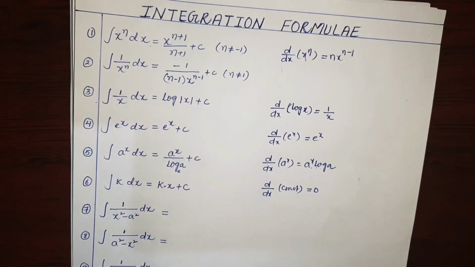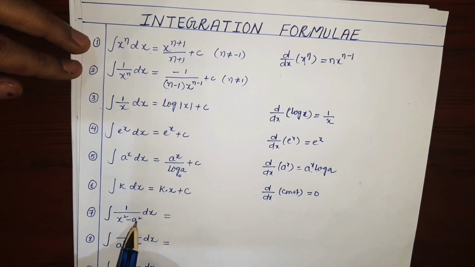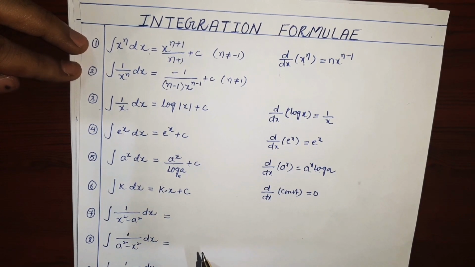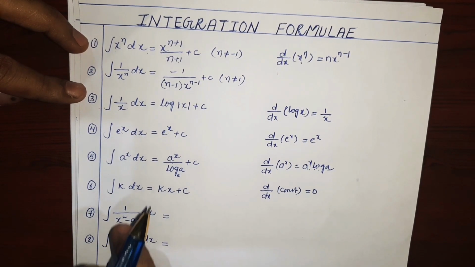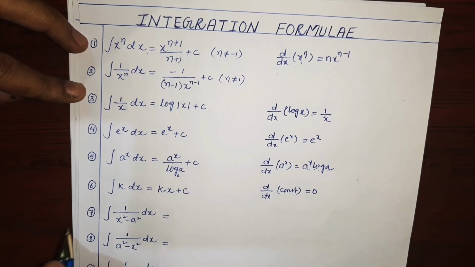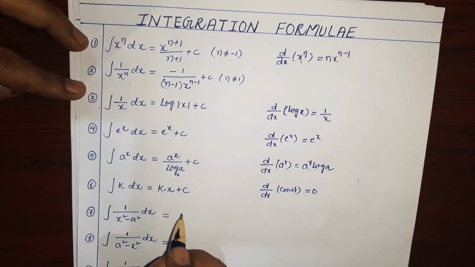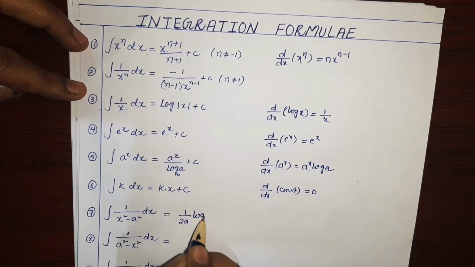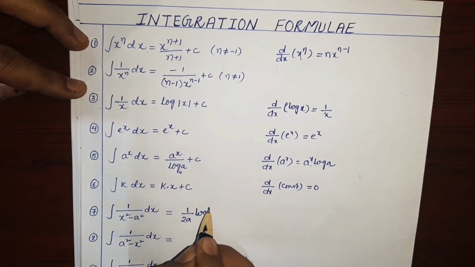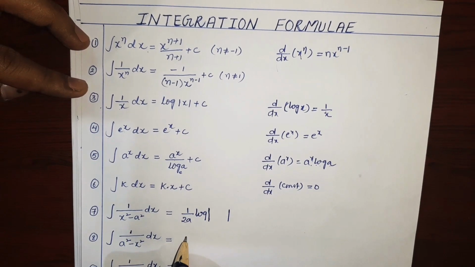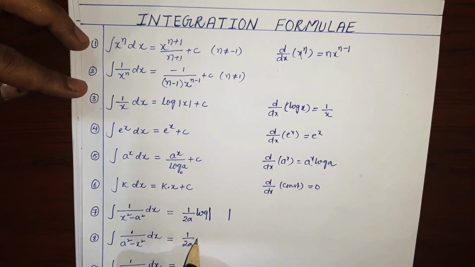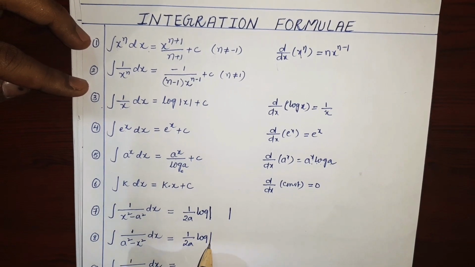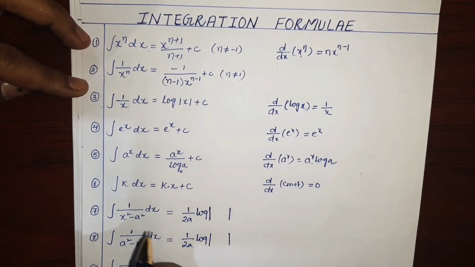Integration 1 by x square minus a square dx is there. To learn these two formulas by heart, one logic is there. The logic is what? 1 by 2a log modulus.